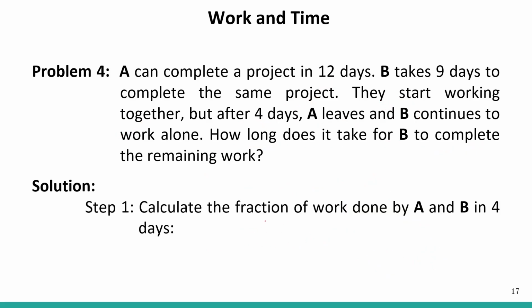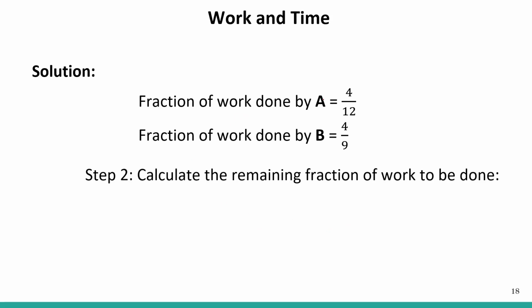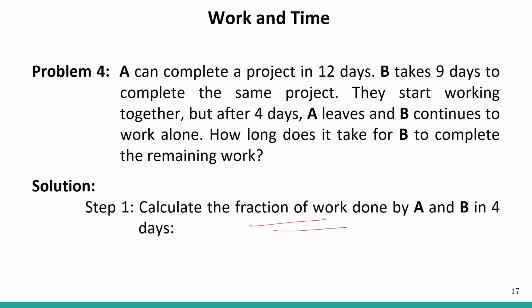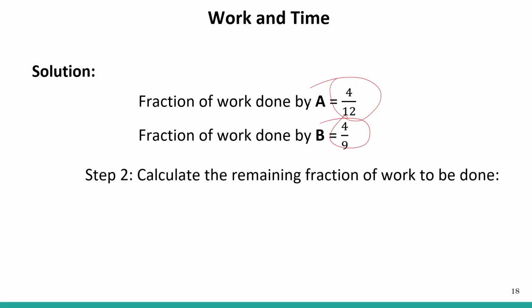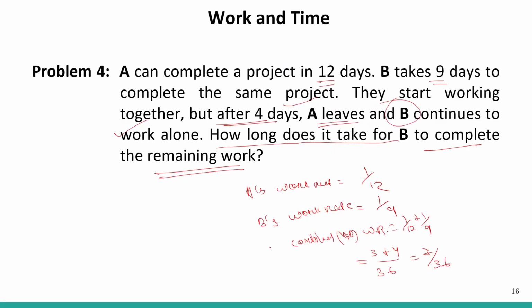So calculating the fraction of work done by A and B. The fraction of work done by A will be 4 by 12 and work done by B will be 4 by 9. We can also multiply the combined rate with 4: 7 by 36 into 4, because in one day they complete this much of the task. So in 4 days, they will complete 7 by 9 of the work.